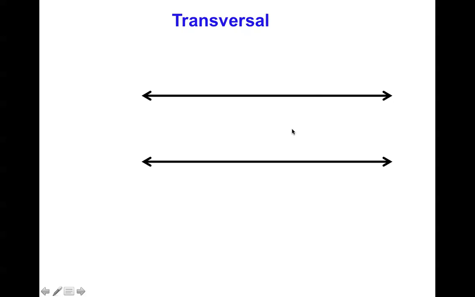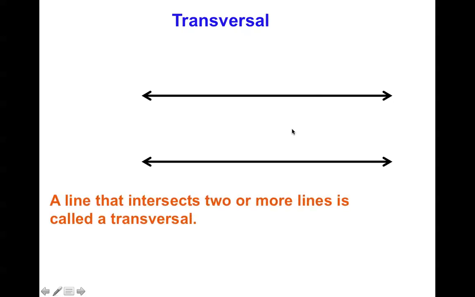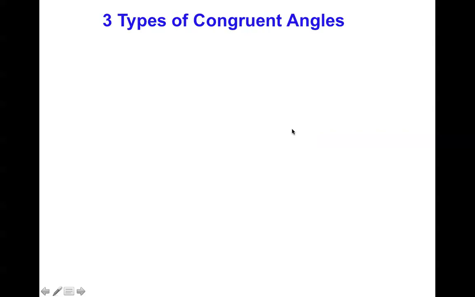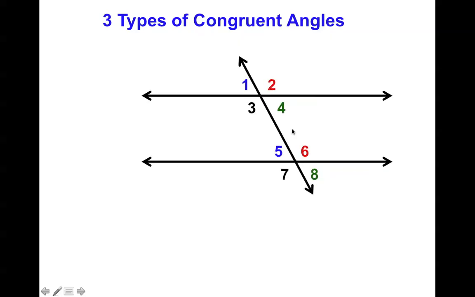All right, so what's a transversal? A transversal is a line that intersects two or more lines. And that's a transversal. Notice how it crosses. Have you noticed that we have now cut it into 8 angles? We went from 4 to 8. Can you see them?